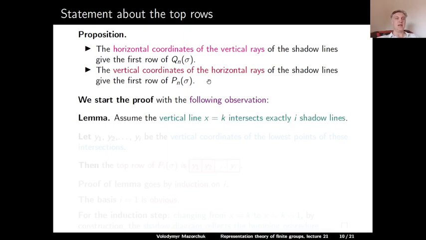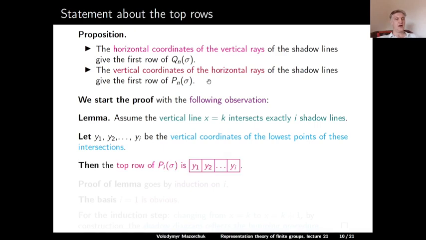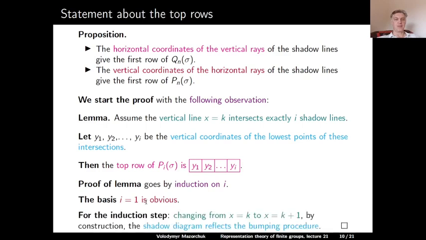Lemma: assume that the vertical line x equals k intersects exactly i shadow lines. Let y1, y2, and so on up to yi be the vertical coordinates of the lowest points of these intersections. Then the top row of Pi of sigma is exactly y1, y2, and so on up to yi. We prove this lemma by induction on i. The basis i equals 1 is obvious. It follows directly from the definitions.